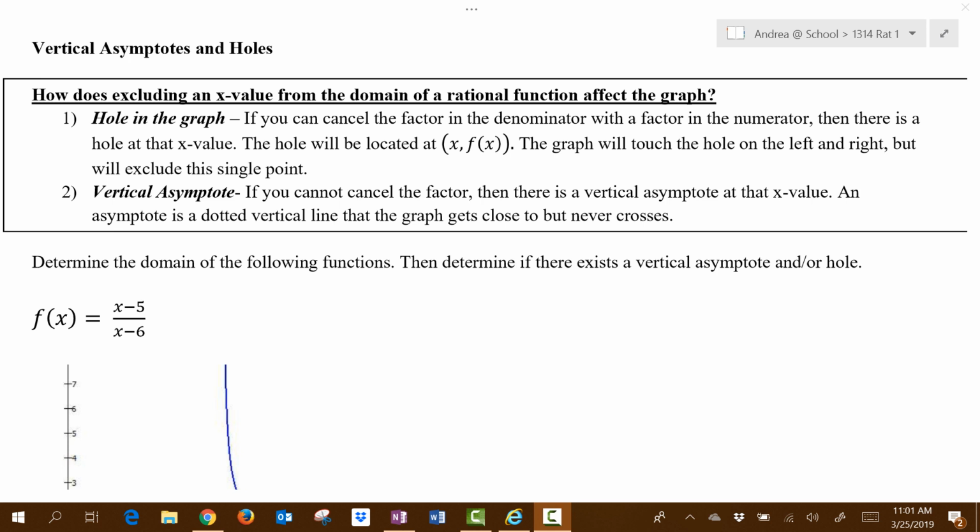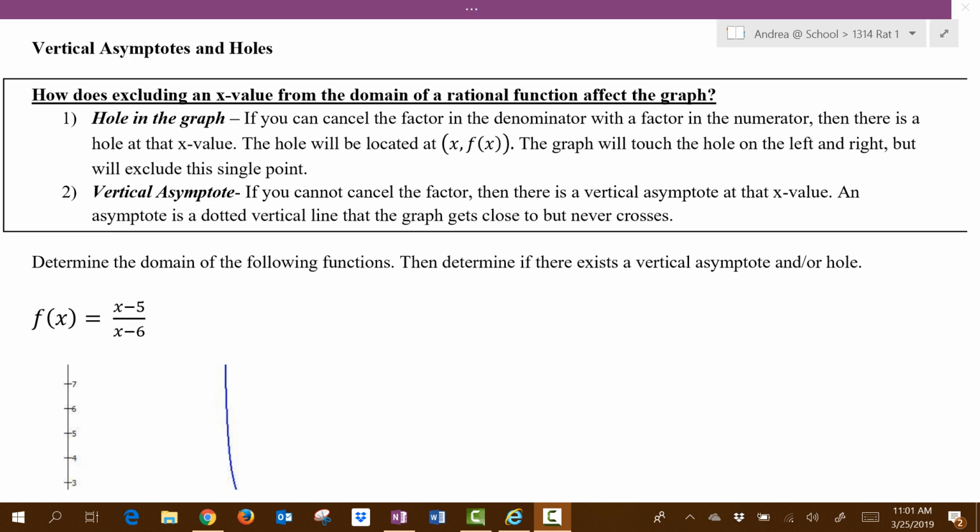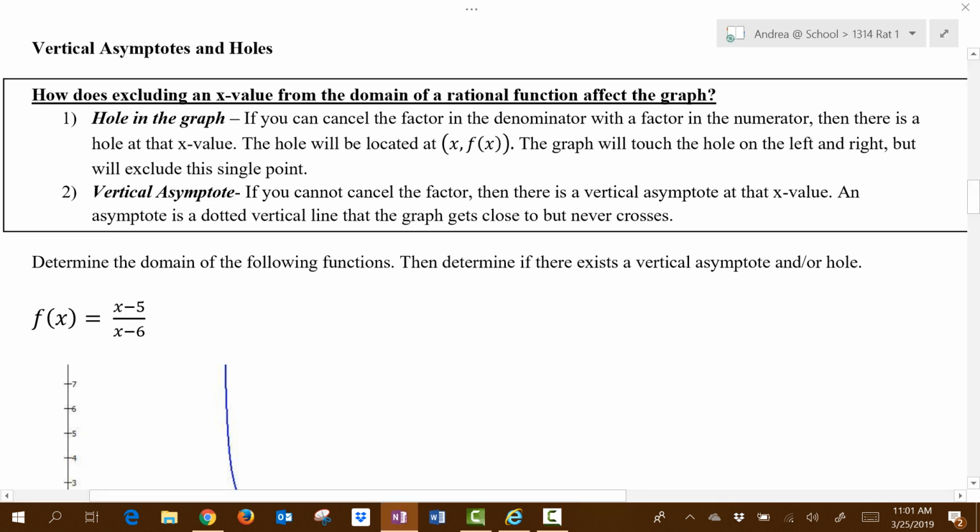Our next goal for rational functions is to answer this question. How does excluding an x value from the domain of a rational function affect the graph? There are two ways in which this exclusion can manifest itself on the graph. One of those ways is a visual hole in the graph. The other one of these ways is called a vertical asymptote. So in this video, we will explore what happens on the graph when x values are excluded from the domain of a rational function.